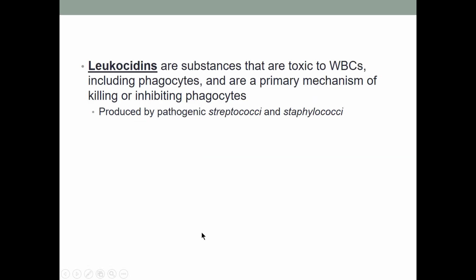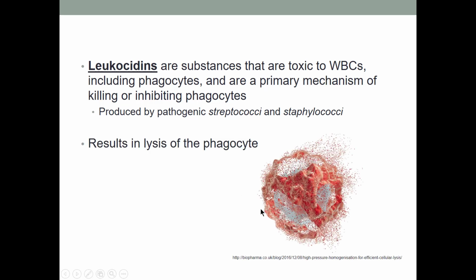Another common example of antiphagocytic factors is a broad class of chemicals called leukocidins. These are substances that are released by bacteria that are toxic to white blood cells. So leuko is in reference to leukocytes, which is a way of describing white blood cells, and cidin is in reference to a poison or a toxin. So this describes a toxin to white blood cells. These toxins are broad, but the general outcome is that they lyse or disrupt the membrane of the white blood cell attempting to phagocytize.